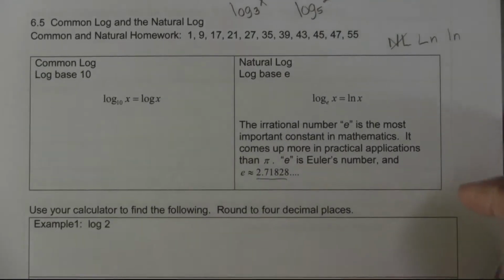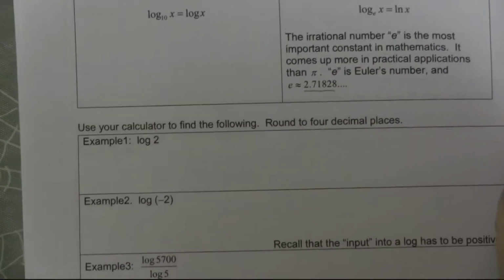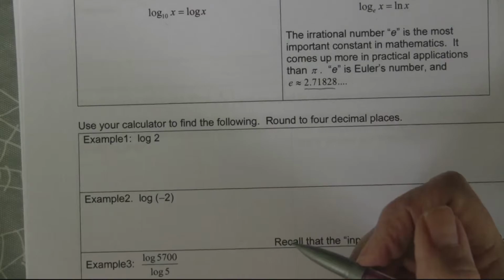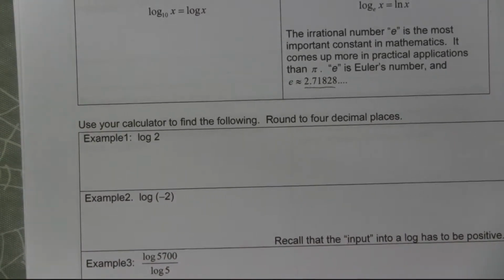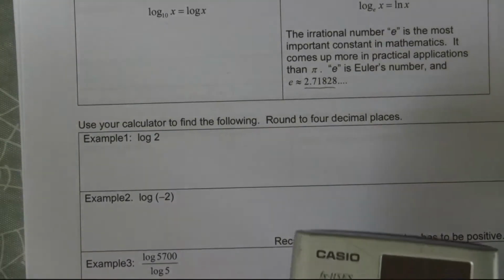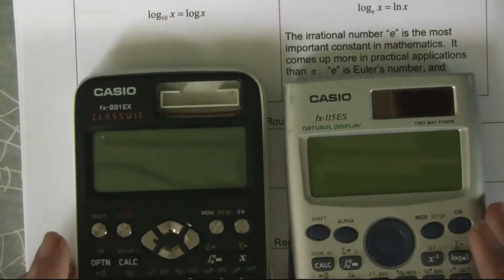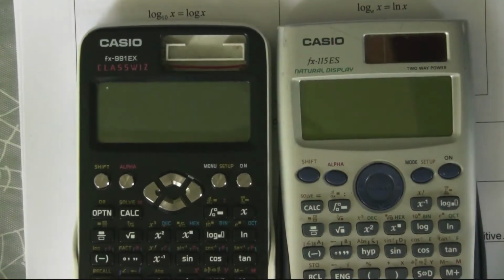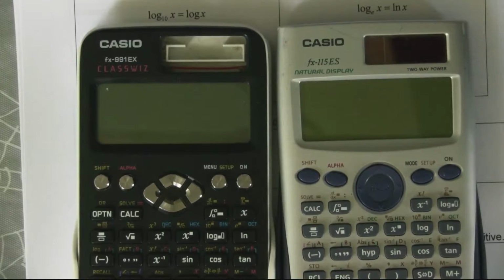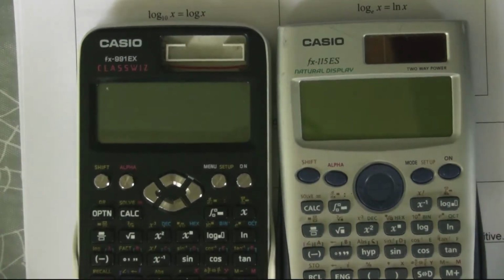So we're going to do some examples. They're asking us to use our calculator to find the following and round to 4 decimal places. That's good. We'll get to practice our rounding to 4 decimal places. So I have two calculators here going. I don't have a TI. I have a TI at school, of course, but not here at home.